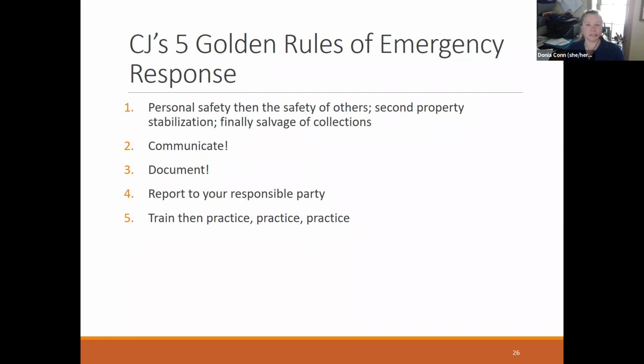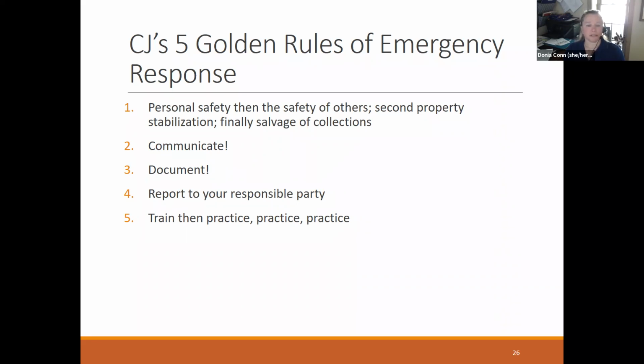And then document, document, document. Make notes, take pictures, take lots of pictures, because they are not just going to be handy for your planning purposes, but they're going to be for insurance purposes. They're going to be for PR. They're going to be for ways that you can show your community, look how far we've come in our disaster recovery.